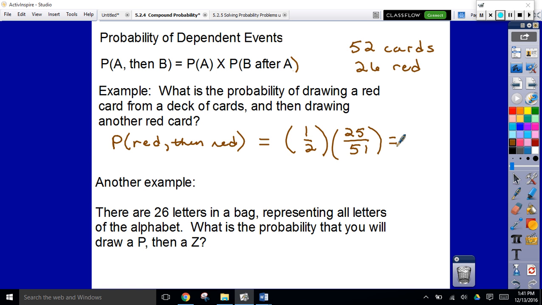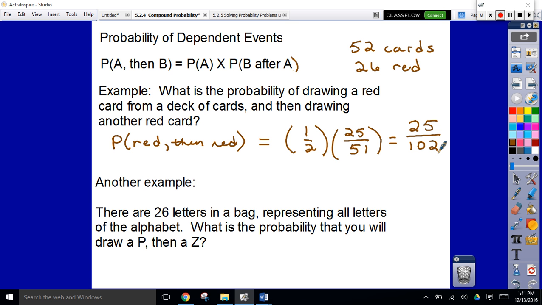Is it 25 over 102? Good. 25 out of 102, which is roughly 1/4, because 25 is 1/4 of 100. So it's close to 1/4, but not quite. Okay, let's try another example.